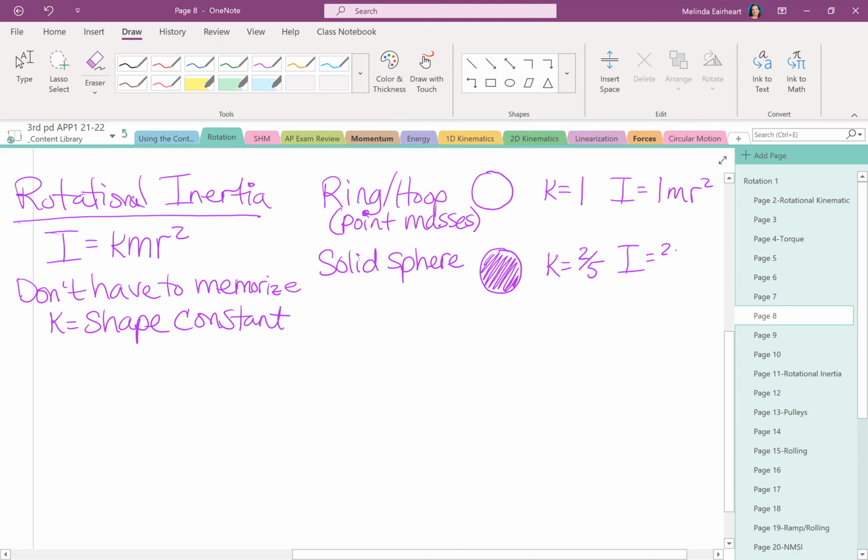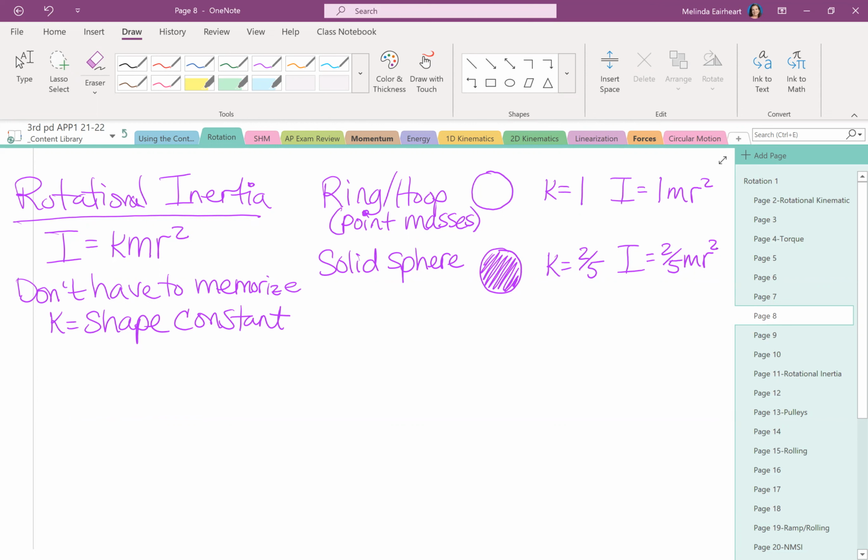What? Do we have to memorize all this? No, you do not. AP may not flat out tell you the shape constant, but they'll say, oh, for this problem, the inertia of your object is 2/5 mr squared.